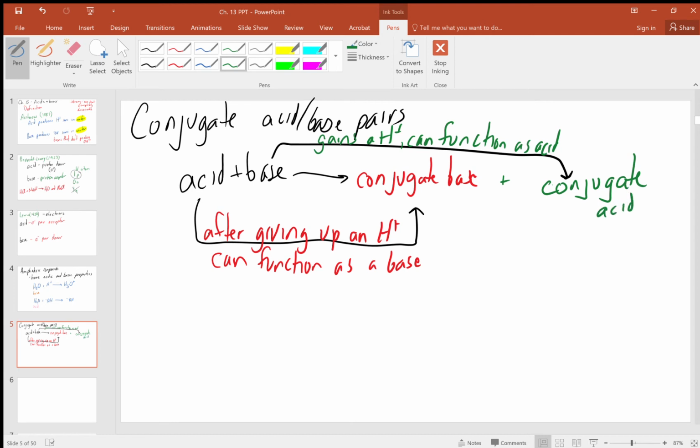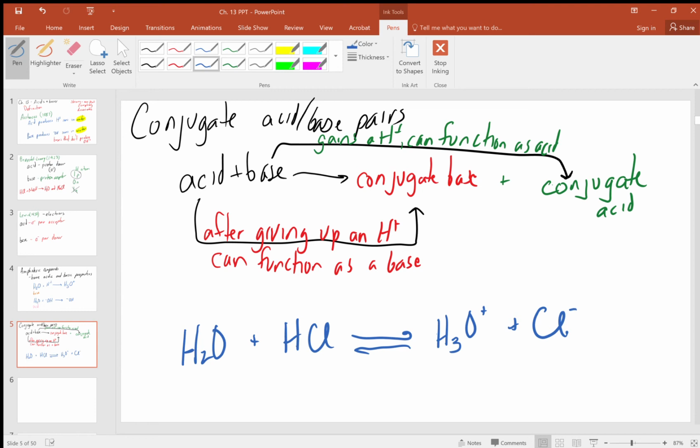So let's look at an example with some actual compounds. So water plus HCl reacts to form H3O+ Cl-. Now we draw all of these reactions with equilibrium arrows because they are in theory reversible. And we'll learn later on how we can predict which side of the equilibrium an acid-base reaction will go to.